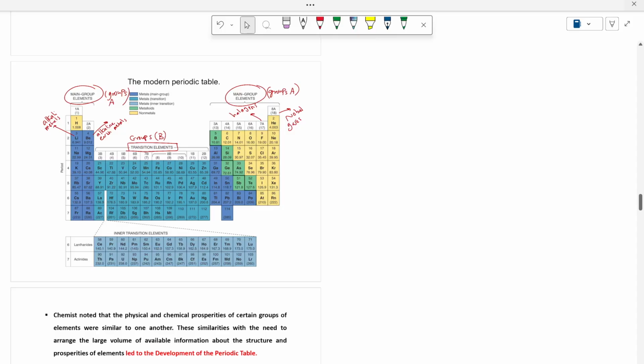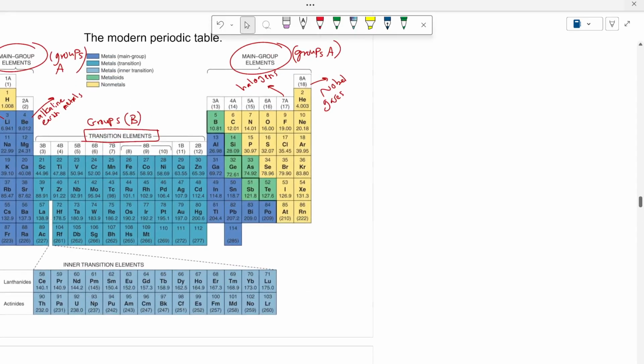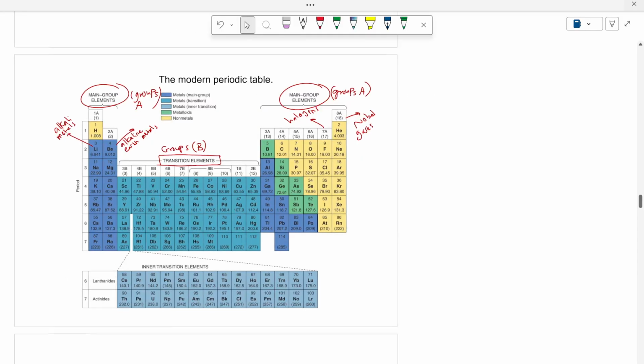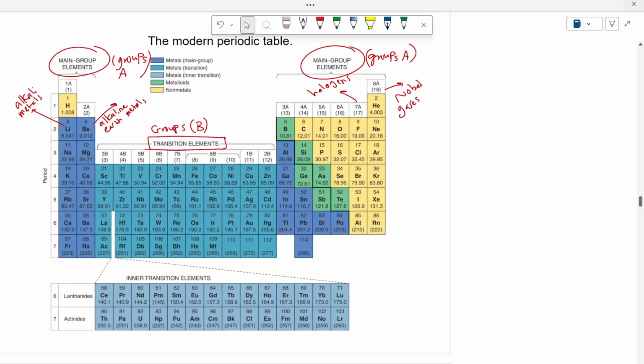Here is the periodic table. It's very important to understand how atoms are arranged in the periodic table. As you can see here, the periodic table consists of columns. These columns are called groups, and rows, or horizontal lines. These lines are called periods. Atoms are arranged in the same group according to the similarities in their chemical and physical properties.